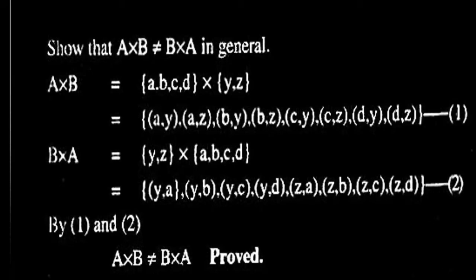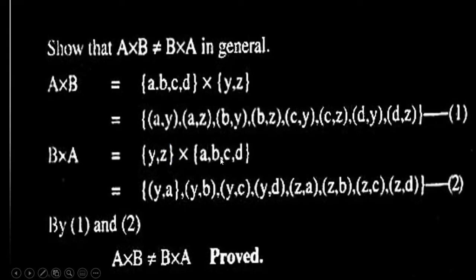So you have to pair up in this manner that all the first components belong to the set B and all the ordered pairs should belong to the set B, A. So in this manner, you can see Y has been ordered pair with all the elements of B, A. So it has become YA, YB, YC, YD, and then taking Z, it would become ZA, ZB, ZC, ZD.